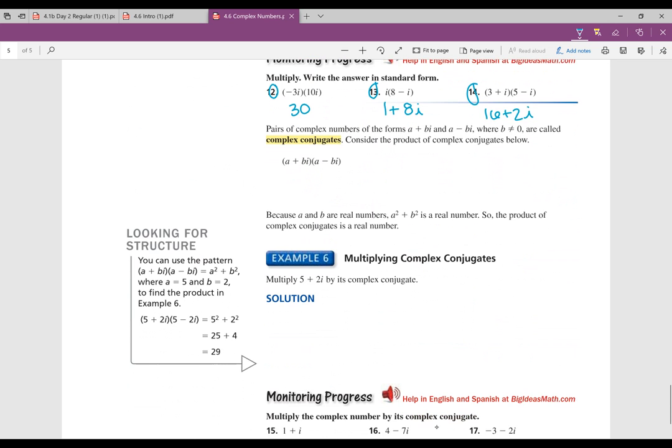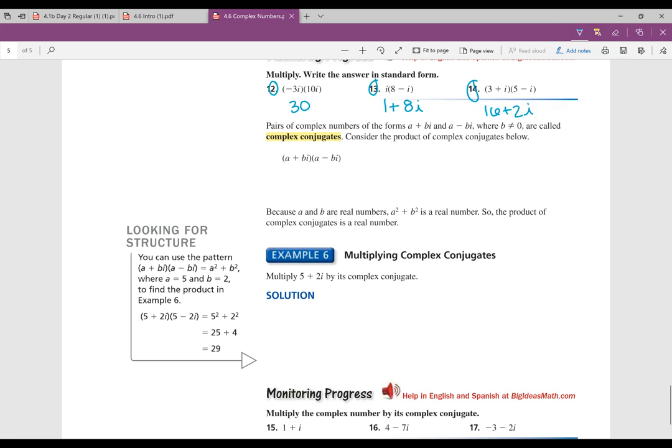Okay, so the last thing we're going to talk about is complex conjugates. A conjugate is when we have a plus bi and a minus bi. Those are conjugates of the other. They just have the opposite signs.